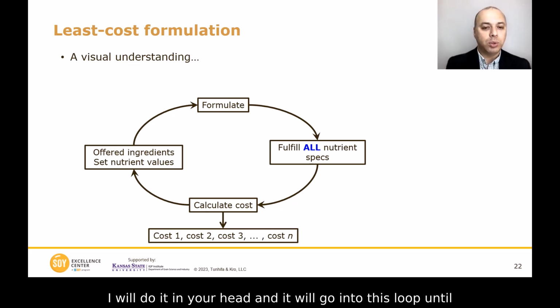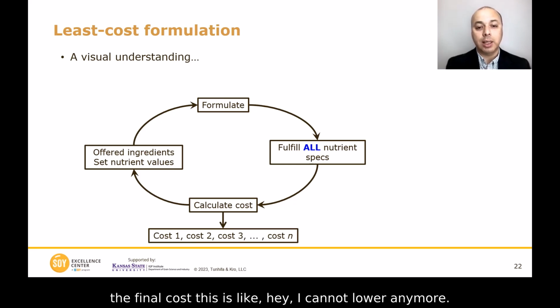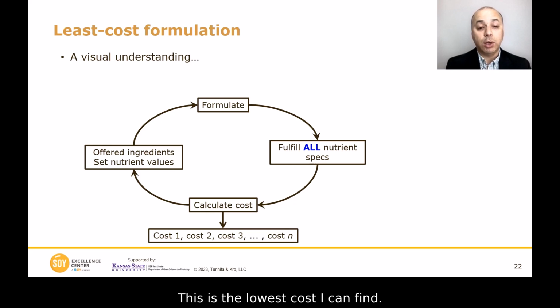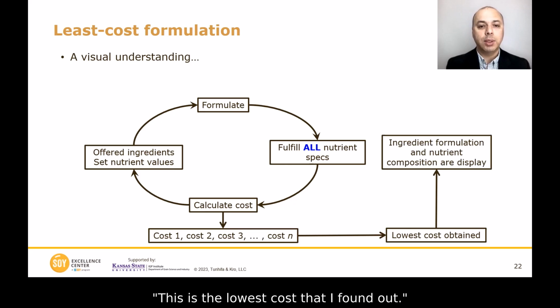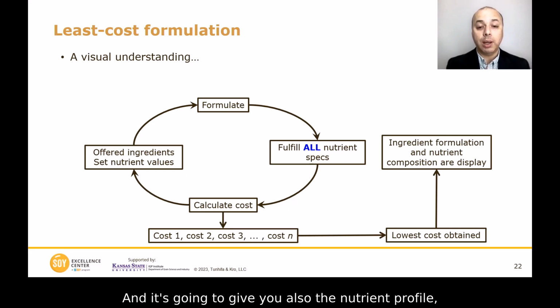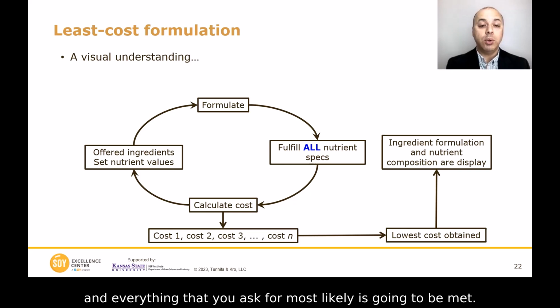And it will go into this loop until it finds a cost. This is like, hey, I cannot lower anymore. This is the lowest cost I can find. And then it gives you the results, and says, this is the lowest cost that I found. Then it displays the ingredients in the formulation with the different proportions, and it's going to give you also the nutrient profile, and everything that you ask for most likely is going to be met.